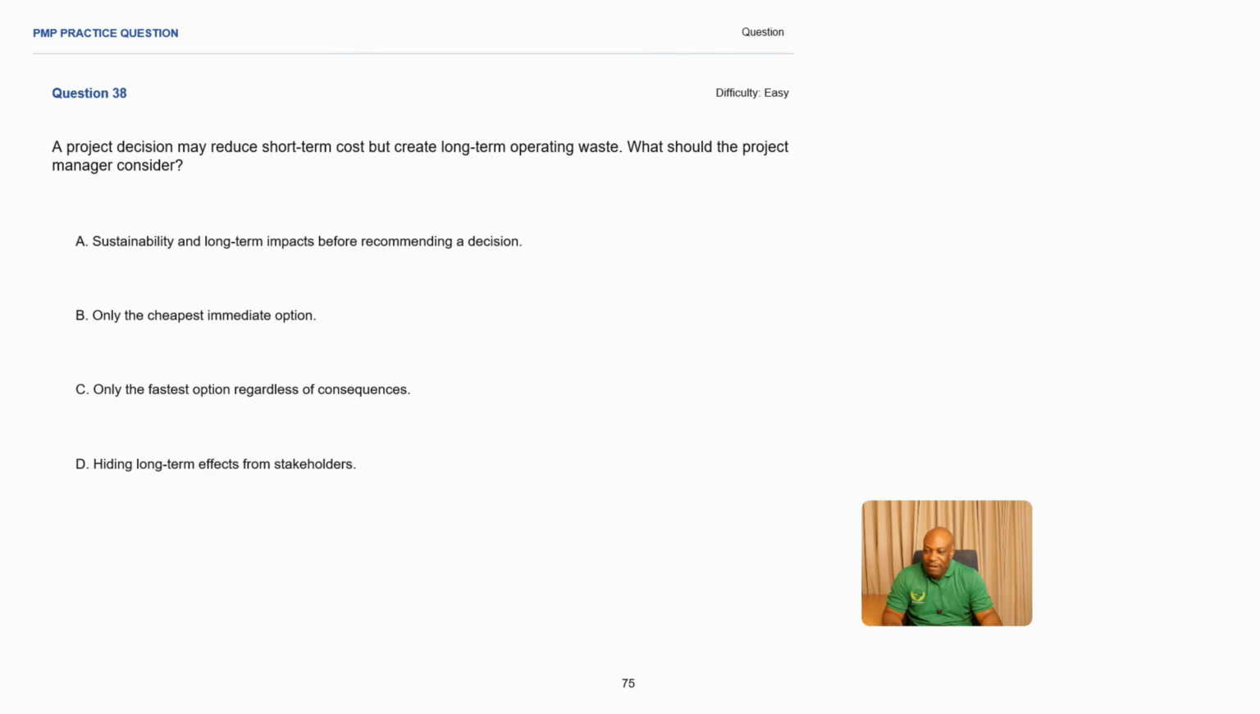Right. A project decision. Practice question number 38. A project decision may reduce short-term cost but create long-term operating waste. What should the project manager consider? What is our problem statement here? A project decision may reduce short-term cost, okay, but it's going to create long-term waste, right? What should the project manager consider?